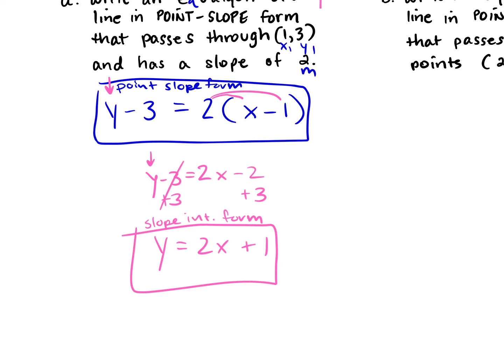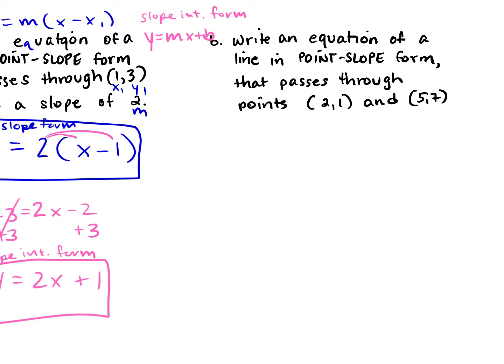So this question didn't ask for slope-intercept form, but there are some questions in the homework where it only gives you a point and your slope, and it asks for slope-intercept form. So you have to put it in point-slope form first, and then rearrange your equation. So if it doesn't give you the y-intercept, you have to put it in point-slope form first. Then just solve for y. So it's just an extra step.